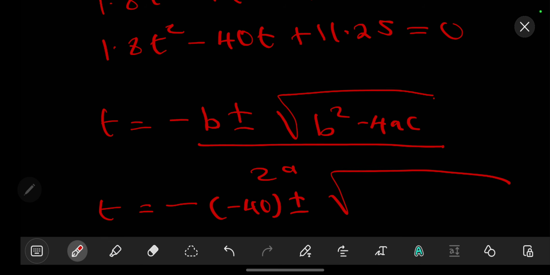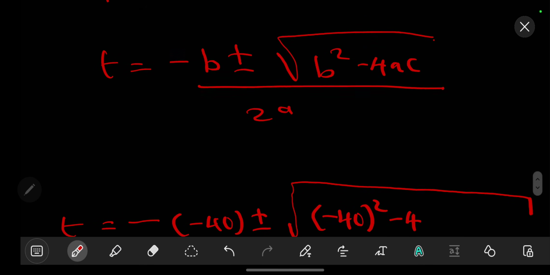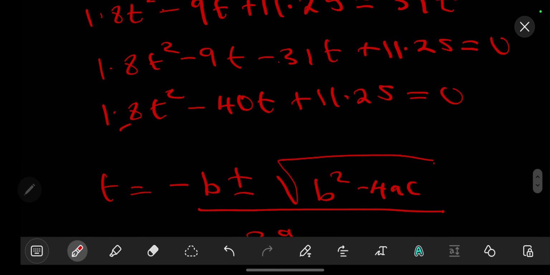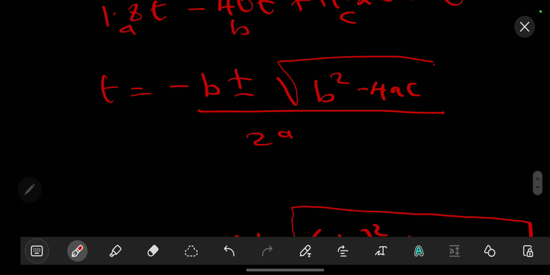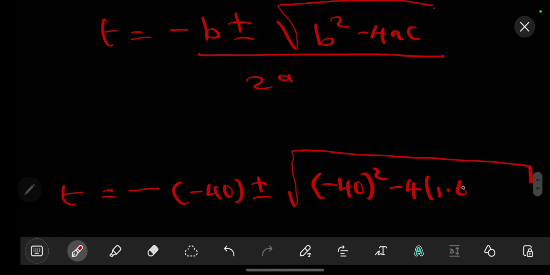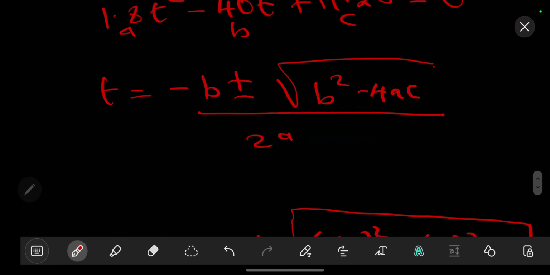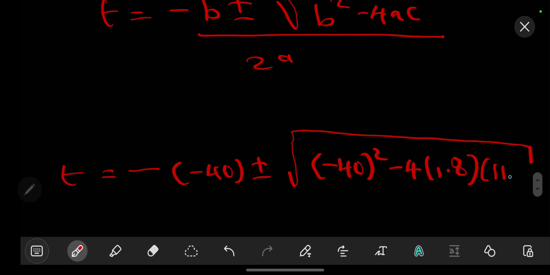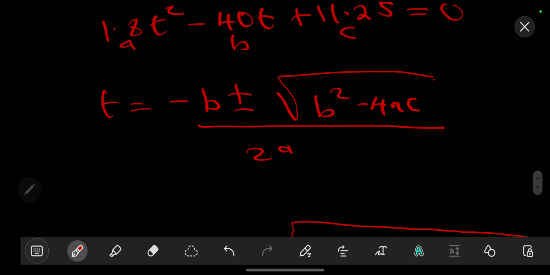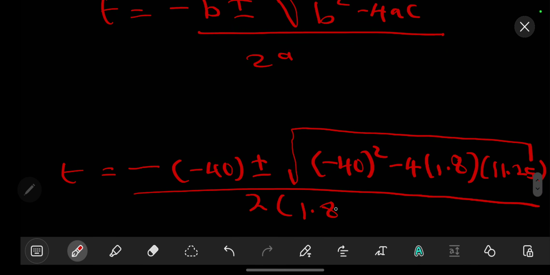Then we have plus or minus the square root of our b squared, which is our negative 40 squared, minus our 4, our a. So this is our a, this is our b, this is our c. Our a value is equal to 1.8, and our c value is equivalent to 11.25, over 2 times our a value, which is 1.8.